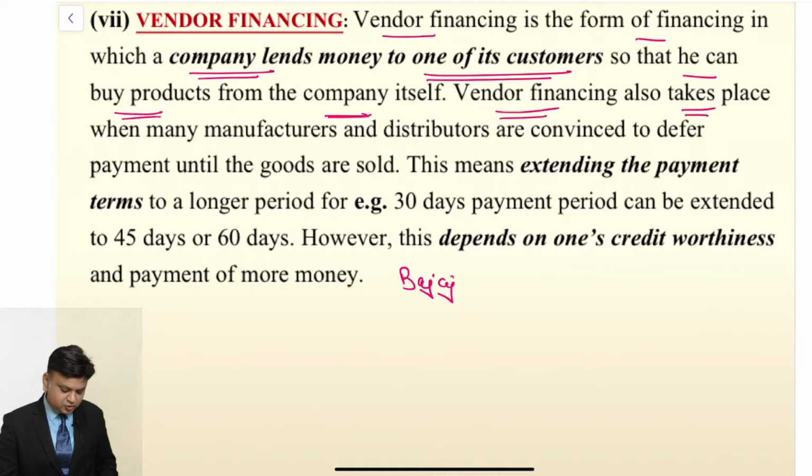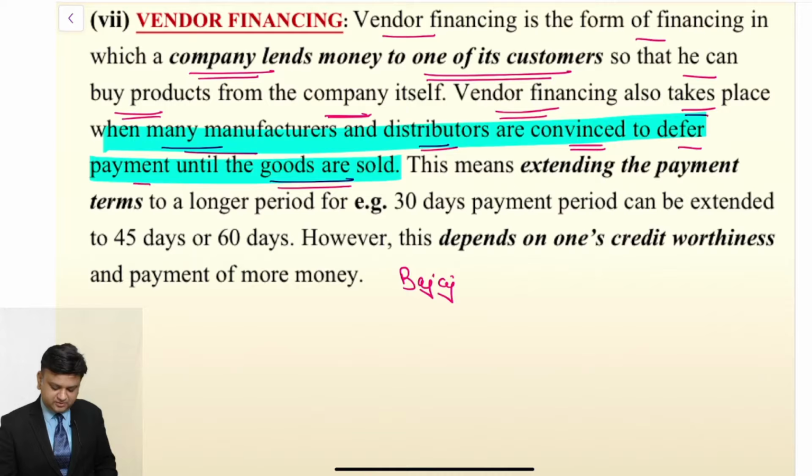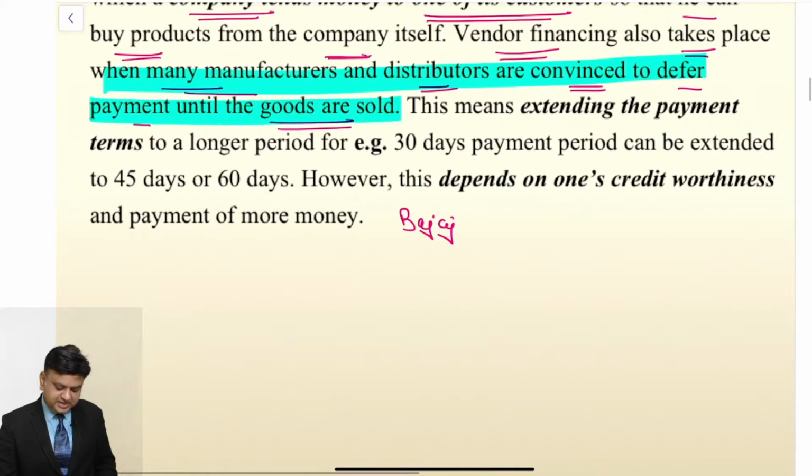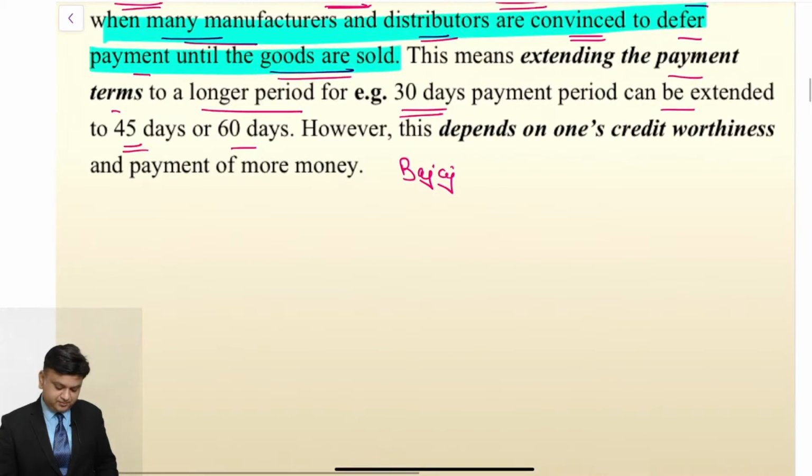Vendor financing also takes place when many manufacturers and distributors are convinced to defer the payment until the goods are sold. The second thing that they have mentioned is that an extended credit period is provided to the customer. This means extending the payment terms to a longer period. Example, a 30 day period can be extended to 45 days or 60 days. However, this depends upon one's creditworthiness and payment of more money.